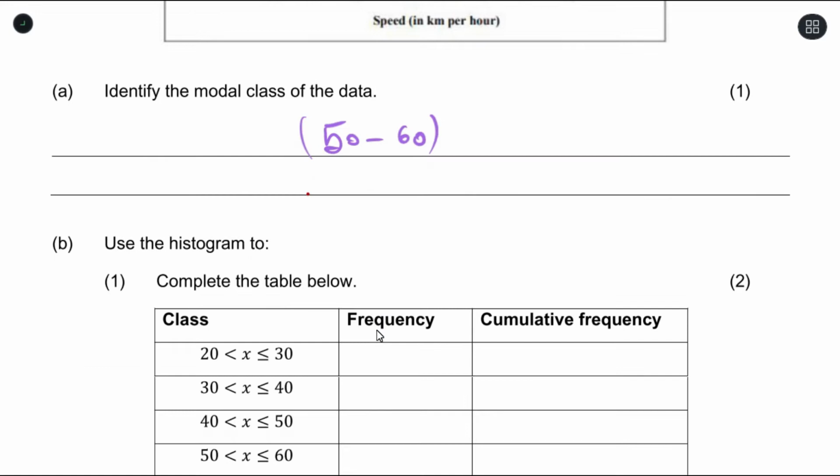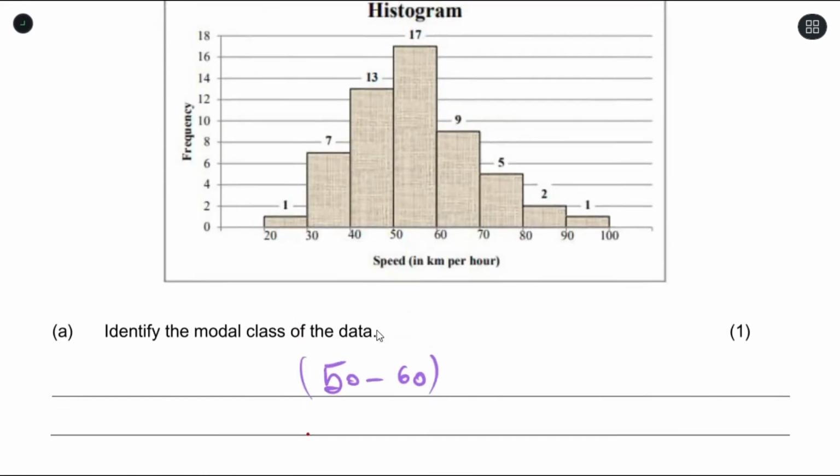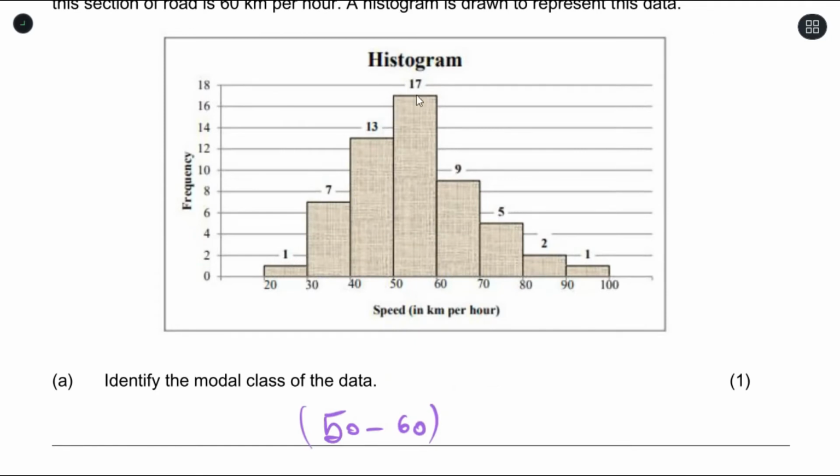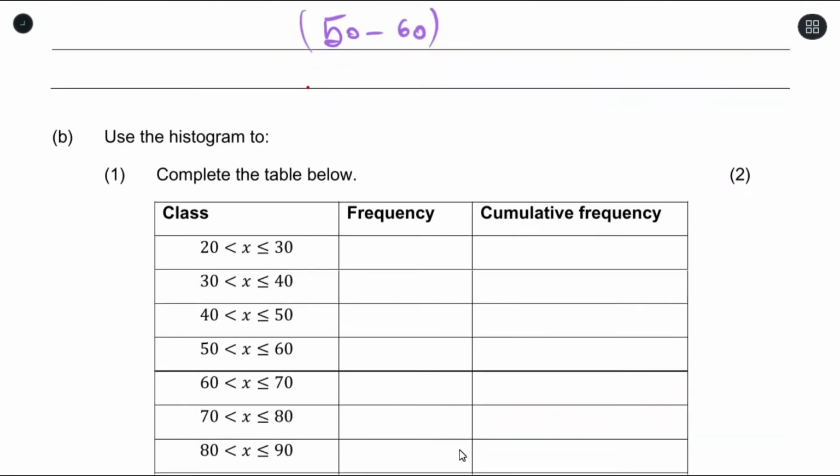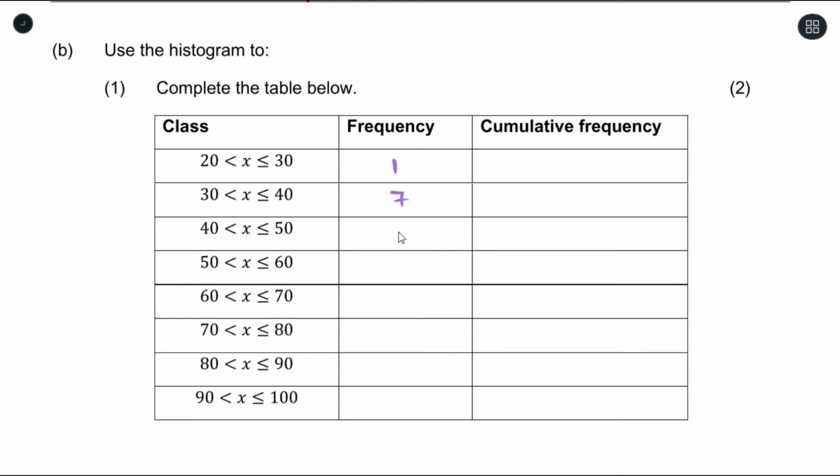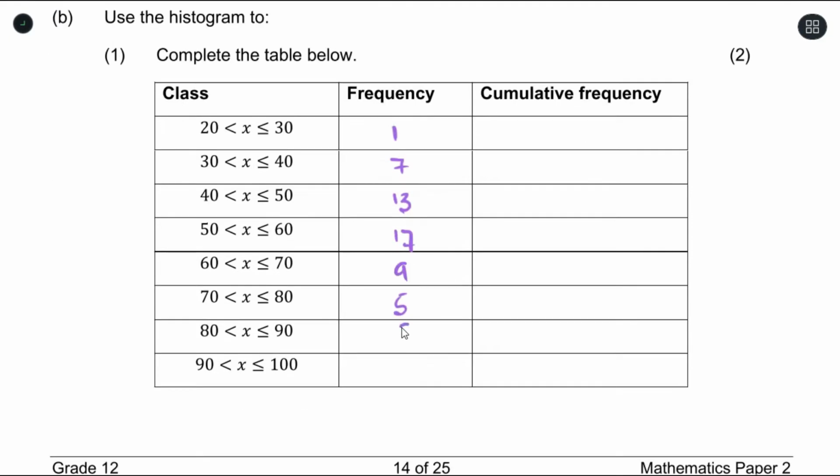Then B says use the histogram to complete the table below. So we need to input the frequencies that we have and substitute them into our table over here, right? Next we need to calculate our cumulative frequency, and to do that we're just going to be adding the total with the next class, right?